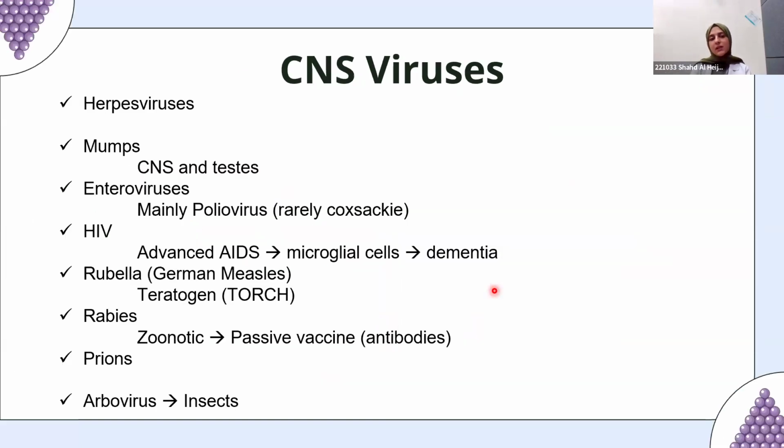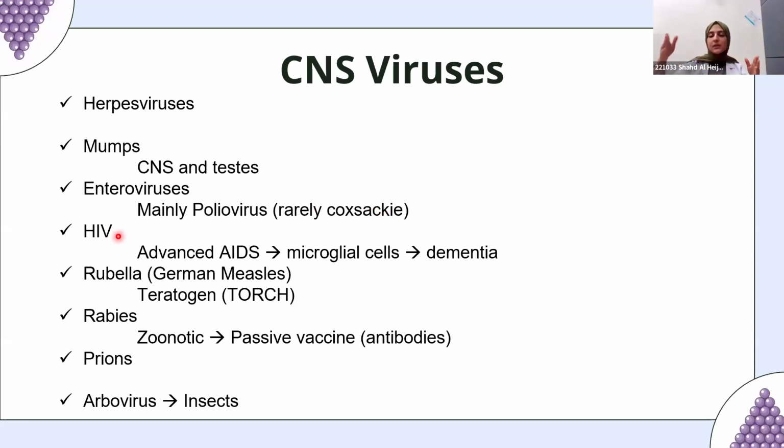CNS viruses. CNS means it will affect the CNS. So what viruses will affect the CNS? You have herpes virus. As we mentioned, HSV1 will be latent in the neurons. You have mumps. Mumps usually presents with a swelling here, but in males it can affect the testes. It can also affect the CNS. You have enterovirus. As we mentioned, you have different viruses under it. One of them was poliovirus. Remember we said poliovirus can cause paralysis, so it affects the CNS. Rarely, Coxsackie virus can cause CNS infection too.